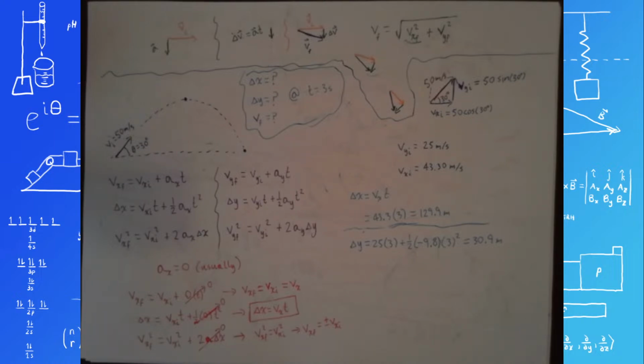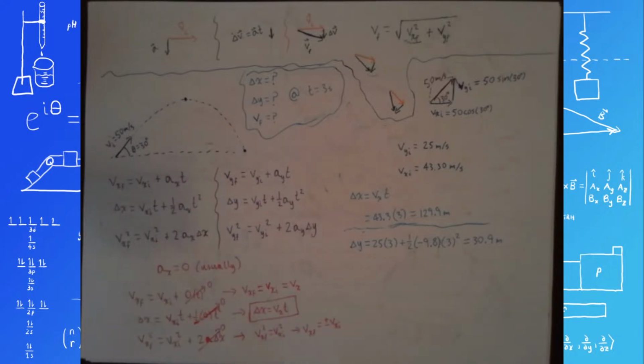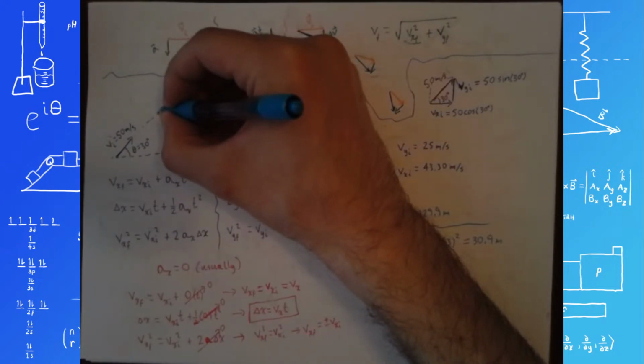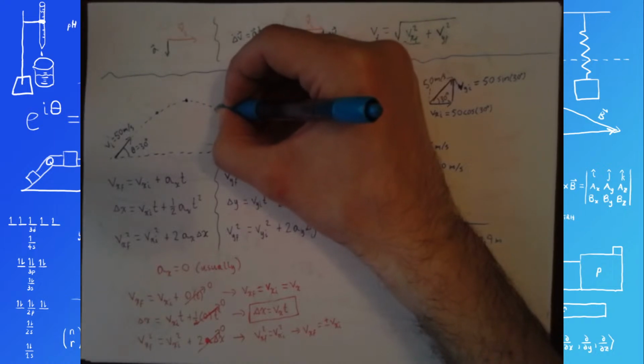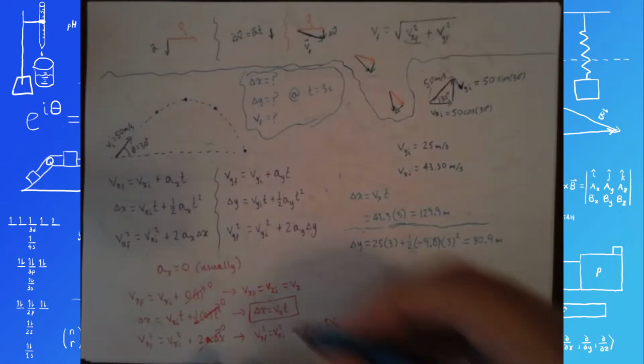So we know this thing is 129.9 meters away from where it was launched horizontally and 30.9 meters from where it was launched vertically. There are going to be 2 places that are at 30.9 meters high. There are going to be 2 places where that happens. And I'm just going to pick random points here. Let's say, for example, here and here. Probably not to scale, but we'll worry about that in future problems.